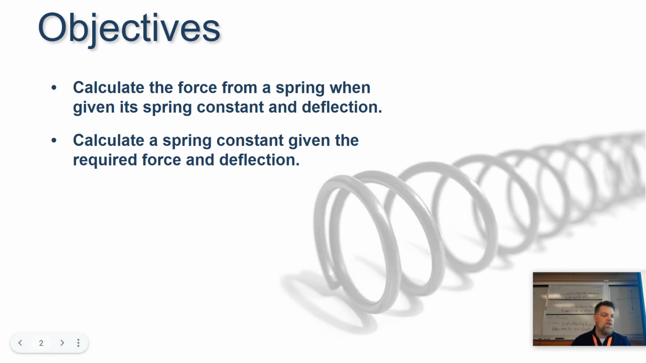Because we'll need to revisit this when we go over energy, potential energy and kinetic energy and stuff like that. So we're going to calculate a force of a spring. Every spring has a constant. How do they calculate the constant?